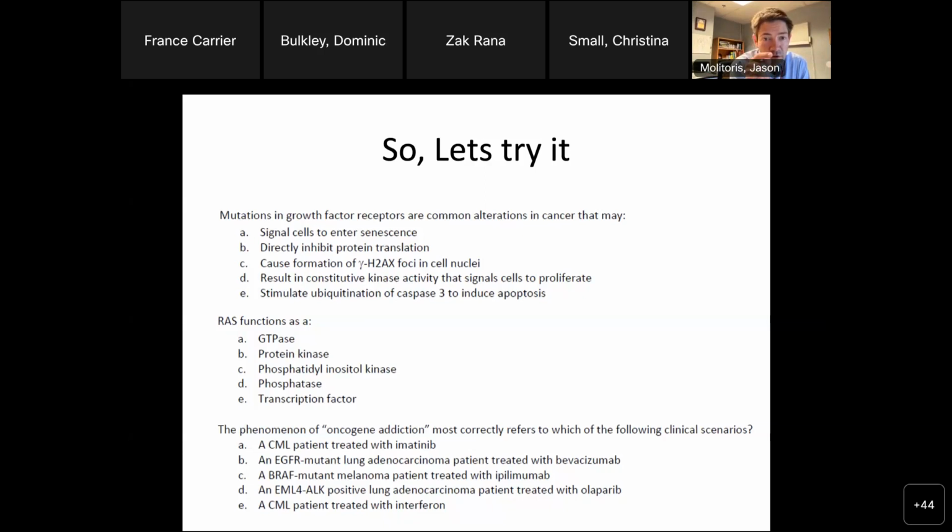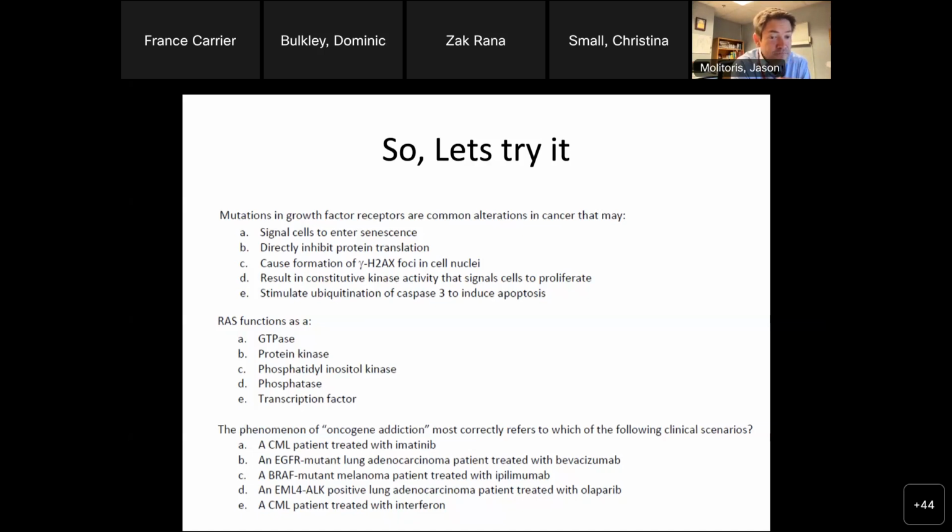So all of these are important pathways, but the question is related to how mutations in growth factors may participate in malignant transformation. Question number 1. Question number 2. RAS functions as, so this is a purely alphabet soup question, purely memorization. How does RAS function? Is it a GTPase, a protein kinase, a phosphatidylinositol kinase, a phosphatase, or a transcription factor?